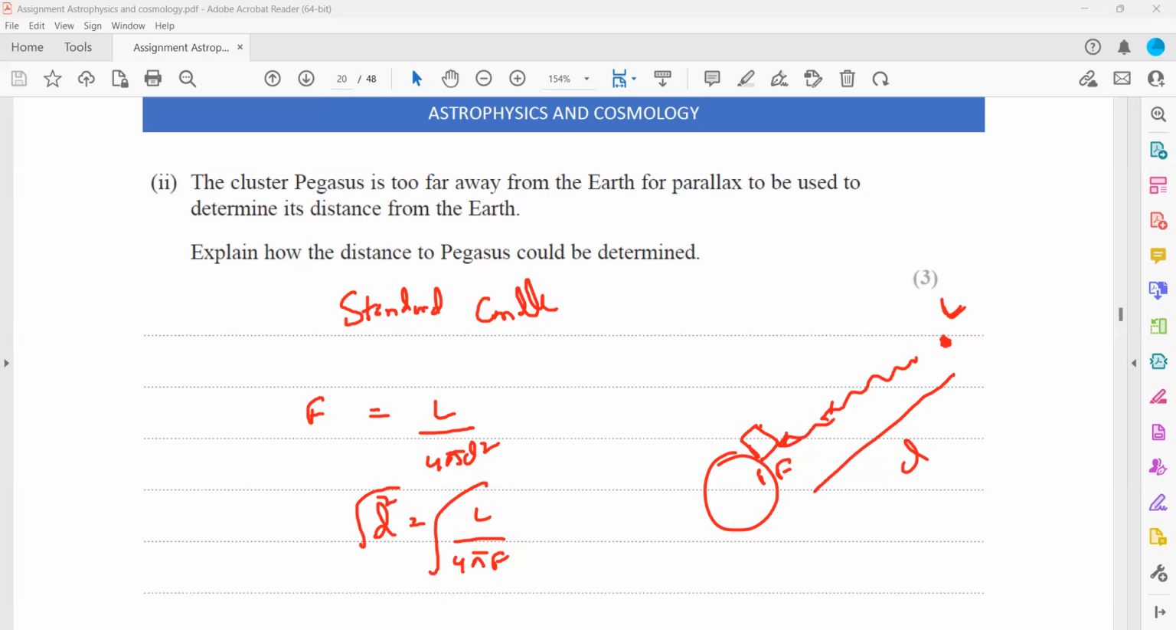So one mark for mentioning standard candle. What is a standard candle? We consider that it has a known luminosity, and from its known luminosity we work out the distance.